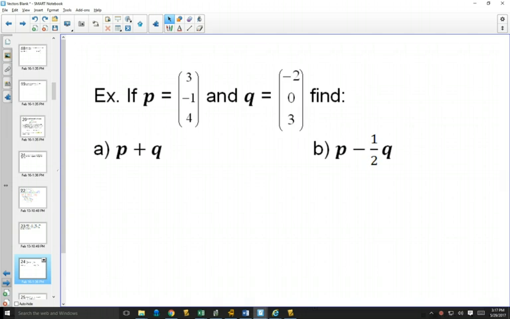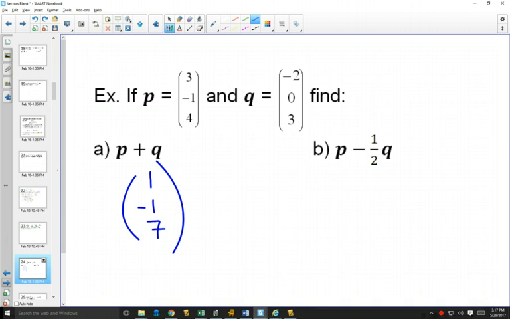Trying to draw this out becomes difficult. Imagining it, even trying to imagine in 3 dimensions, becomes a little difficult. As far as the math goes, though, if you're just adding the components, 3 plus -2 is 1, -1 plus 0 is -1, and 4 plus 3 is 7, it becomes really easy to find out what the answer is.